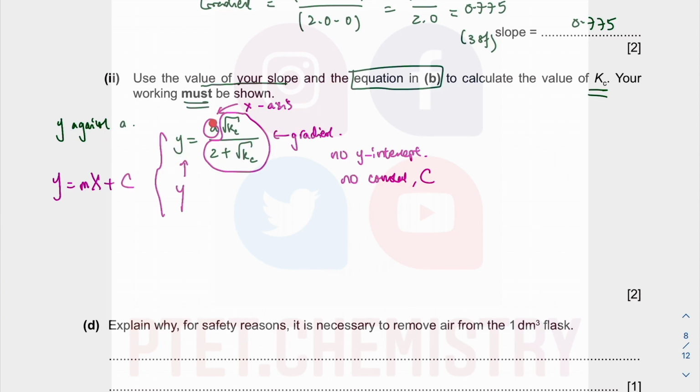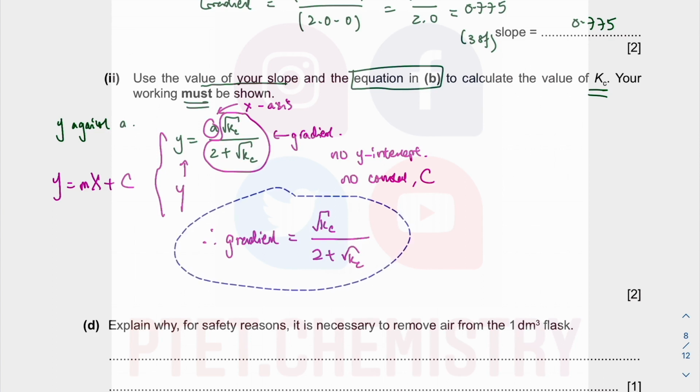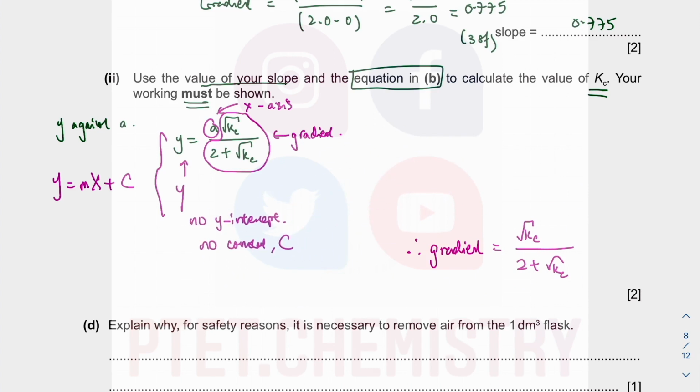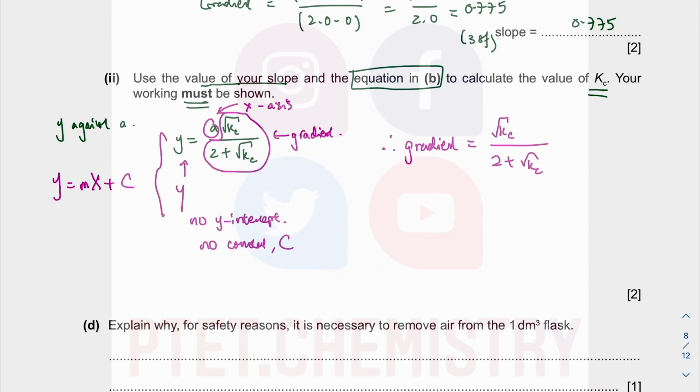You plot y against a, so your gradient is all that thing there, because there's a constant, there's a constant, there's a constant. At a constant temperature, your Kc doesn't change. Therefore your gradient is equal to Kc over 2 plus Kc. Let me move that a little bit there, to give me a bit more space to work with.